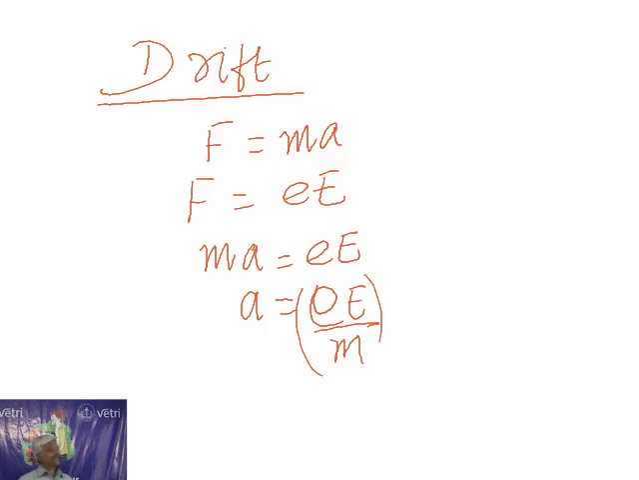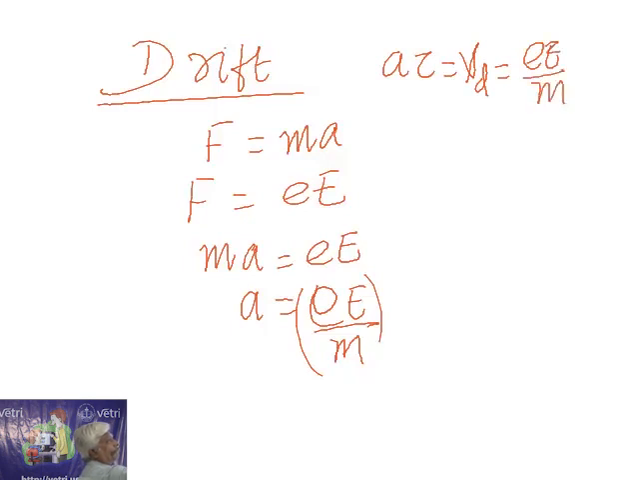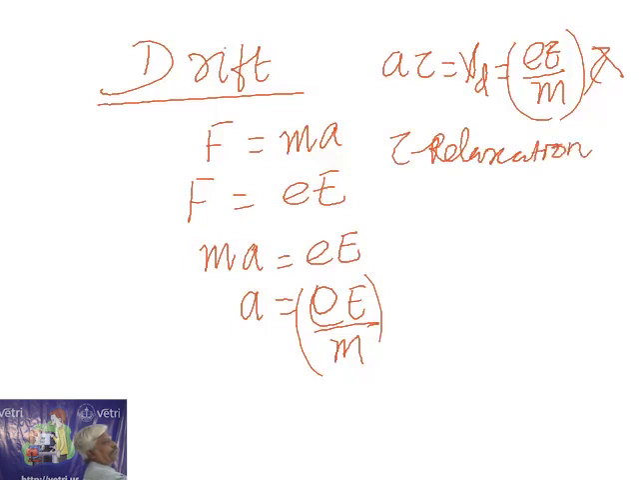Because of such acceleration, the electrons are in motion. Once we know acceleration, that should be multiplied by time, and we get velocity. Therefore, a into tau is called drift velocity Vd, that is equal to eE by m into tau. What is tau? Tau is time, that is called relaxation time, where tau is called relaxation time. So relaxation plays an important role.